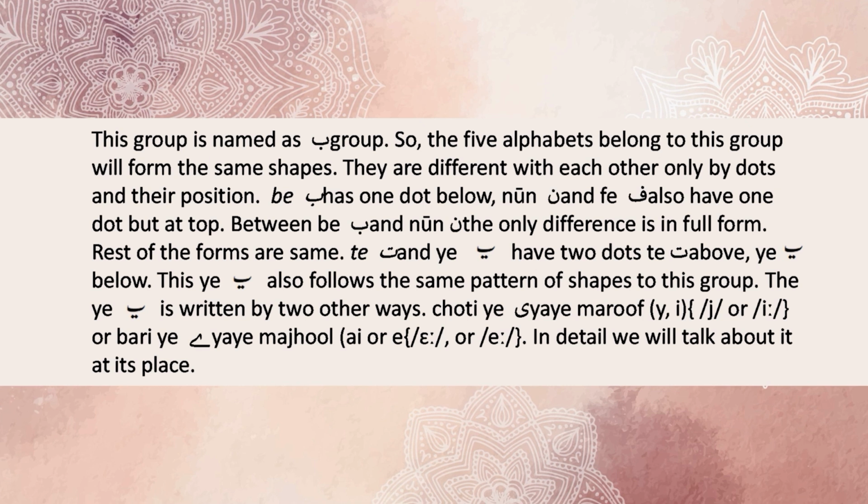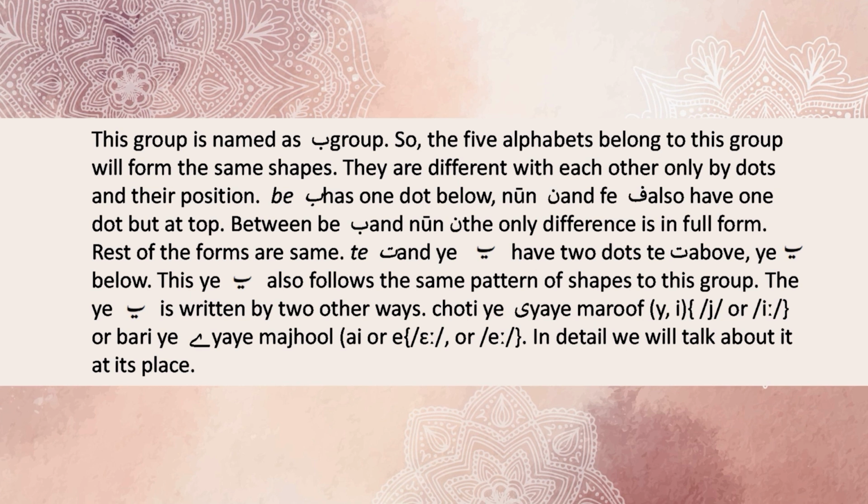And fe also forms the same shape, but you will learn that it acts slightly differently. And there are some other alphabets between be and noon. The only difference is in the full form. Be is written in full form in one way, and noon goes another way. The rest of the forms are the same.